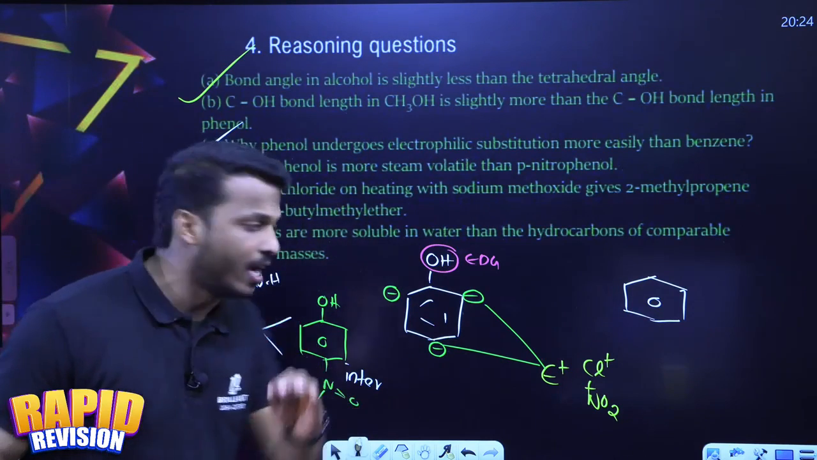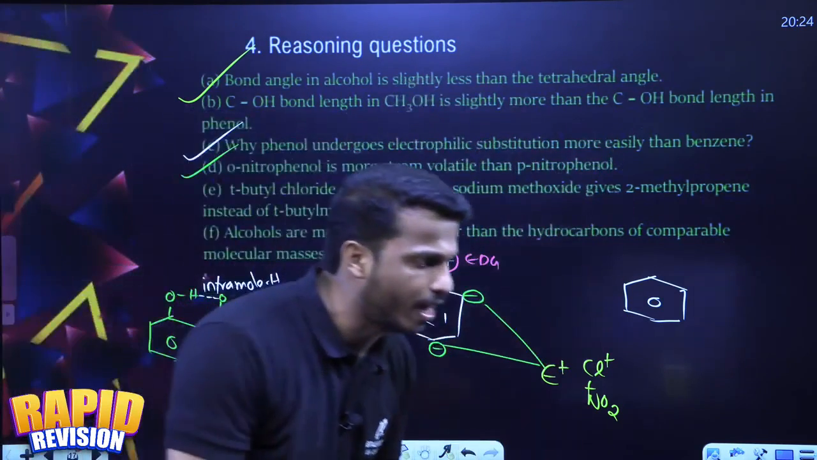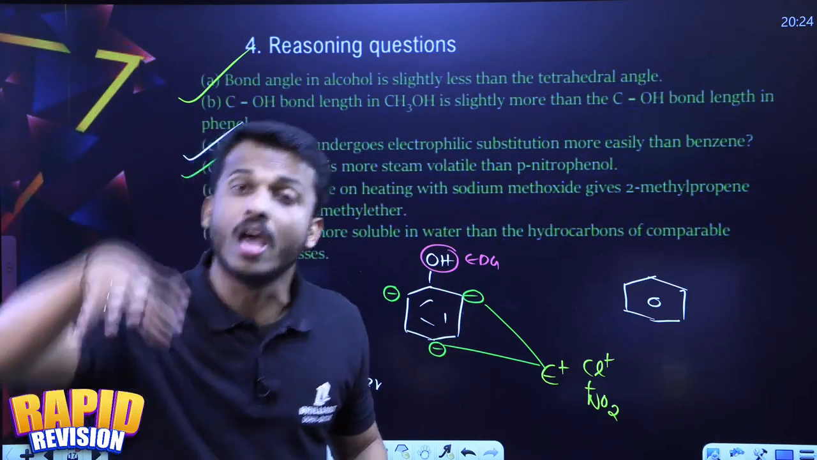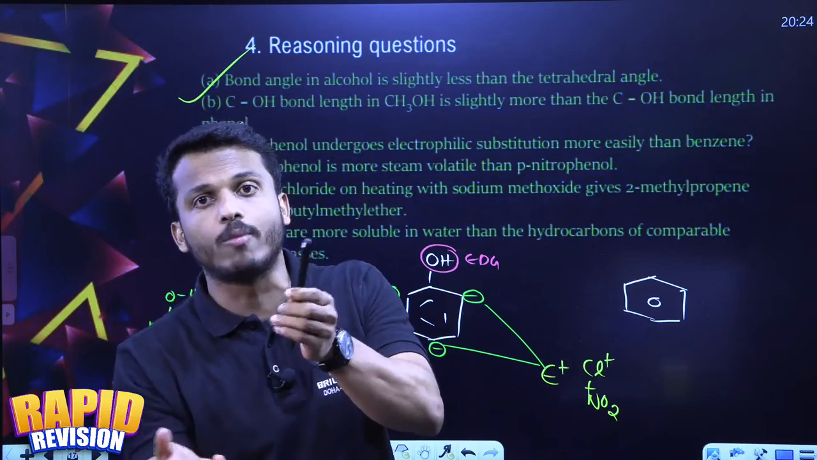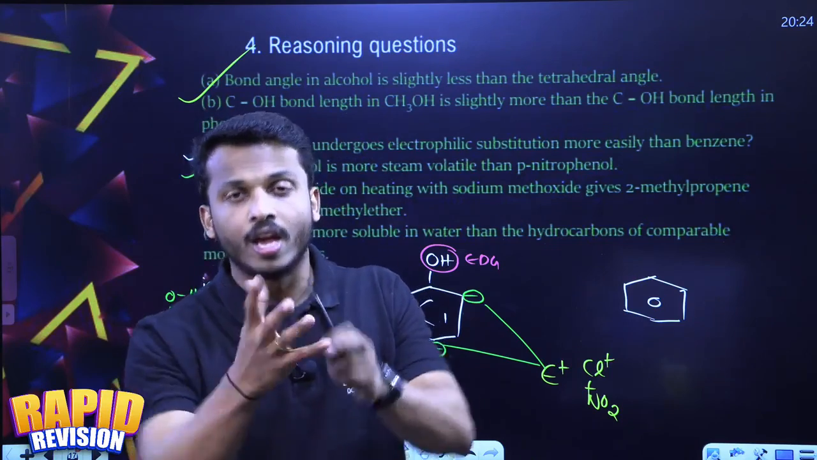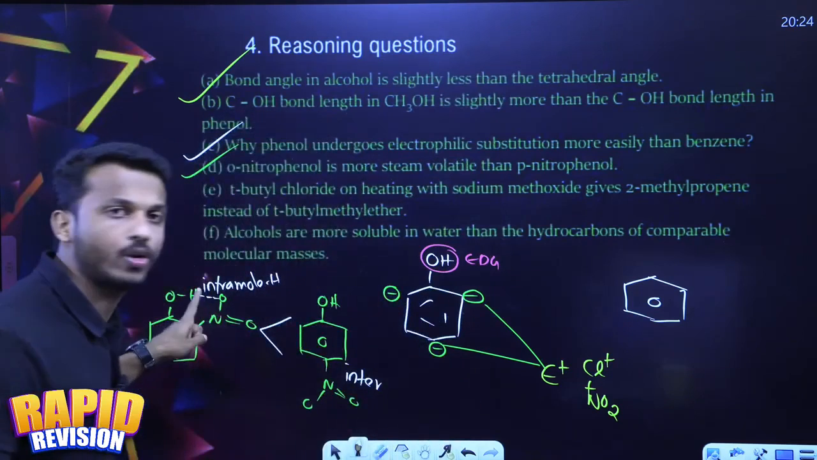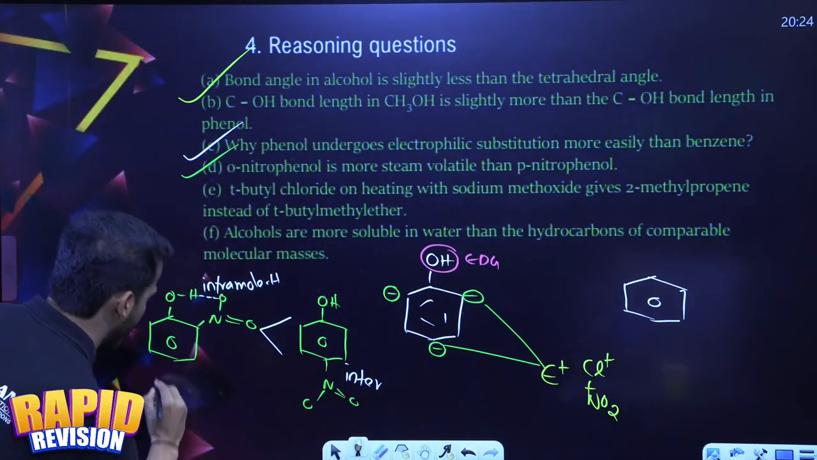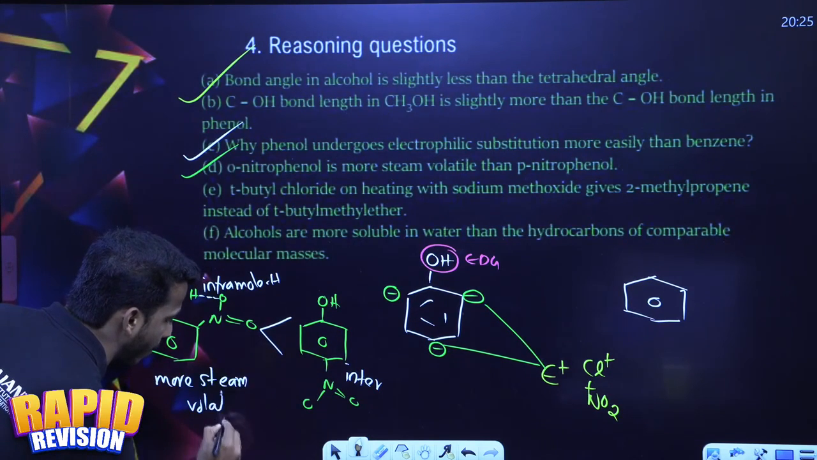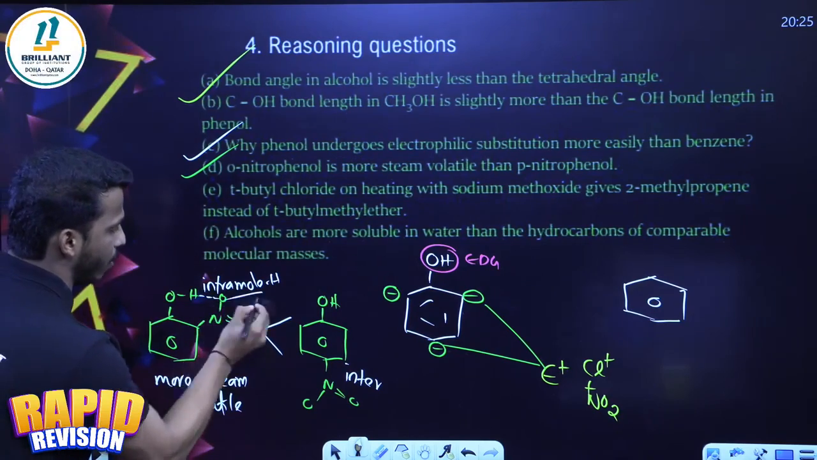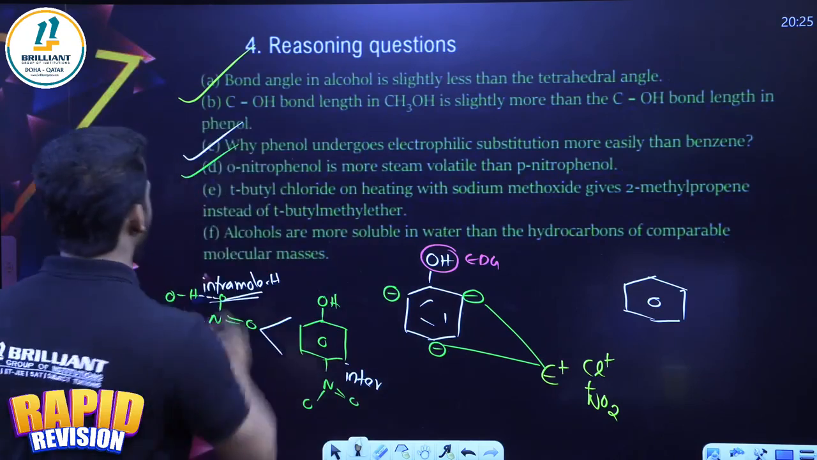If inter is stronger, it is very difficult to break the bond. It won't undergo vaporization. Very good. What do you mean by steam? Water vapor. When you apply steam, paranitrophenol won't undergo vaporization because it is very difficult to break the bond. So orthonitrophenol is more steam volatile. When you apply steam, it will vaporize faster because it is a weak bond. Explain with the structure again. I'm repeating. Okay, next one, dear all.